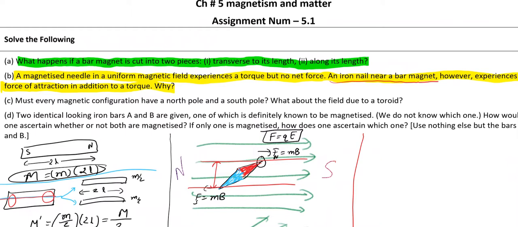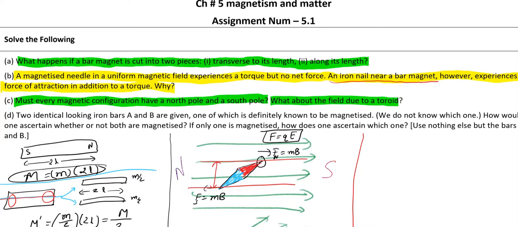Must every magnetic configuration have north pole and south pole? What about field due to toroid? Very interesting question. Must every magnetic configuration have north pole and south pole? What about magnetic field due to toroid?